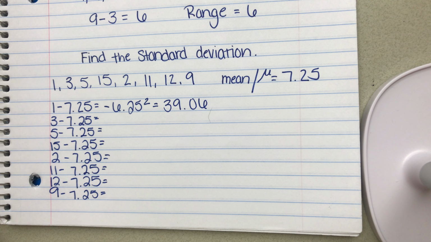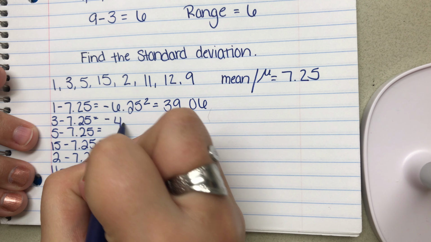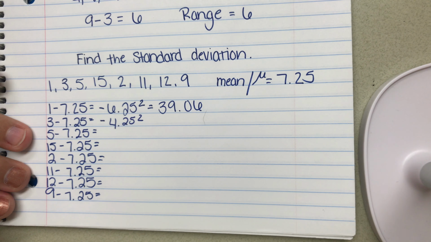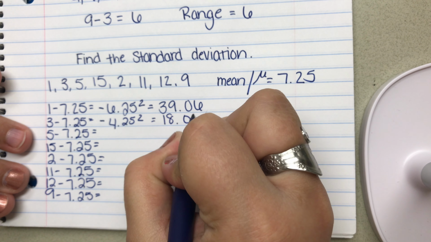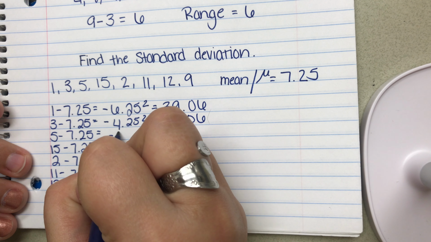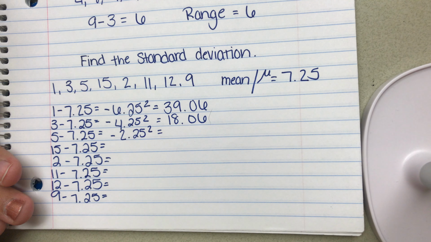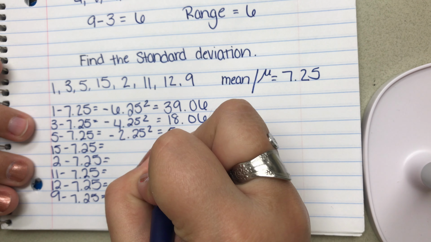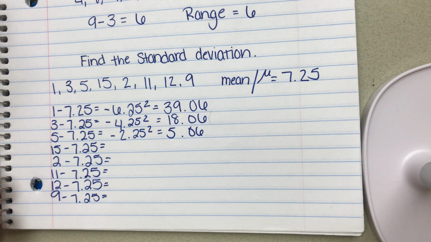Then we have 3 minus 7.25, and that is negative 4.25. We're going to square that one as well, and we get 18.06. 5 minus 7.25 gives us negative 2.25. I'm seeing a pattern here. Oop, pushed the wrong button. Happens to all of us. All right, square that and you get 5.06. Are y'all seeing a pattern here?